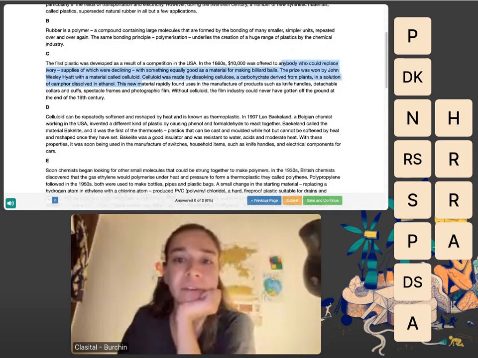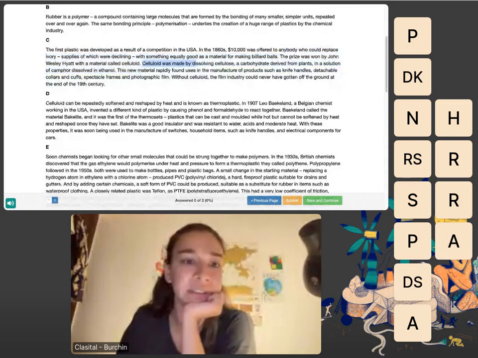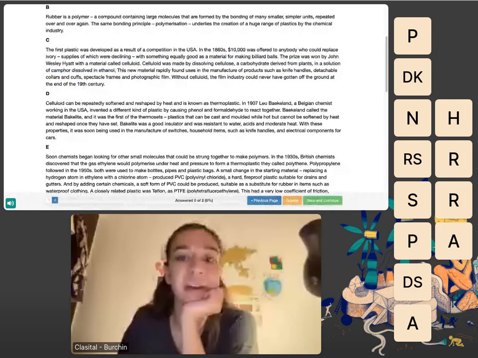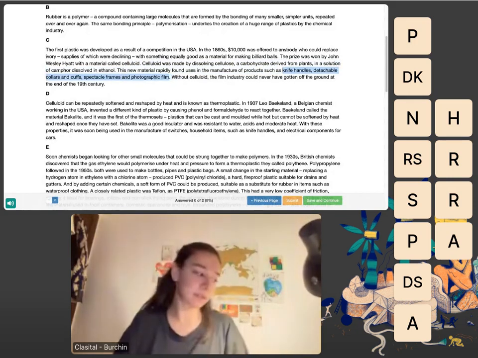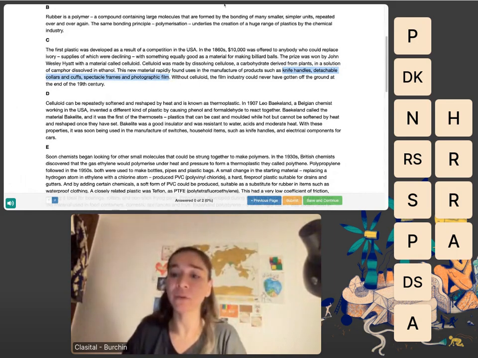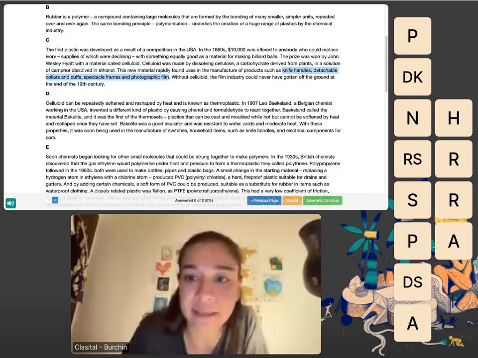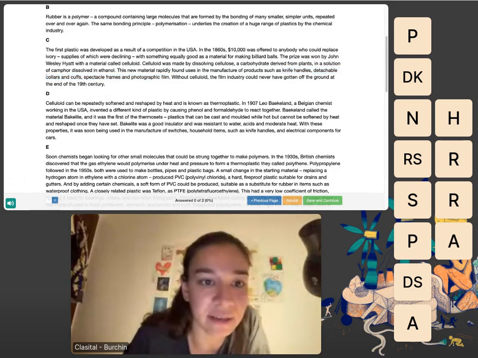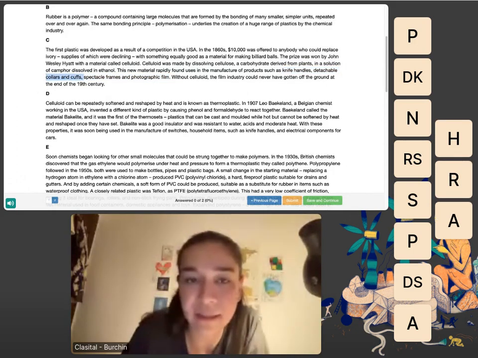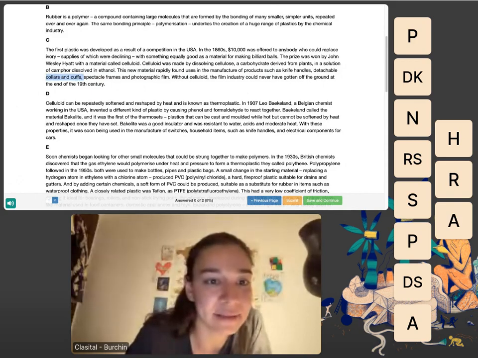Celluloid was made by dissolving things in a solution. This new material rapidly found uses in the manufacture of products such as knife handles, detachable collars and cuffs, spectacle frames, and photographic films. And in my question we have clothing and something. So maybe I can take this here. The collar and cuffs are clothing, and this makes my answer.